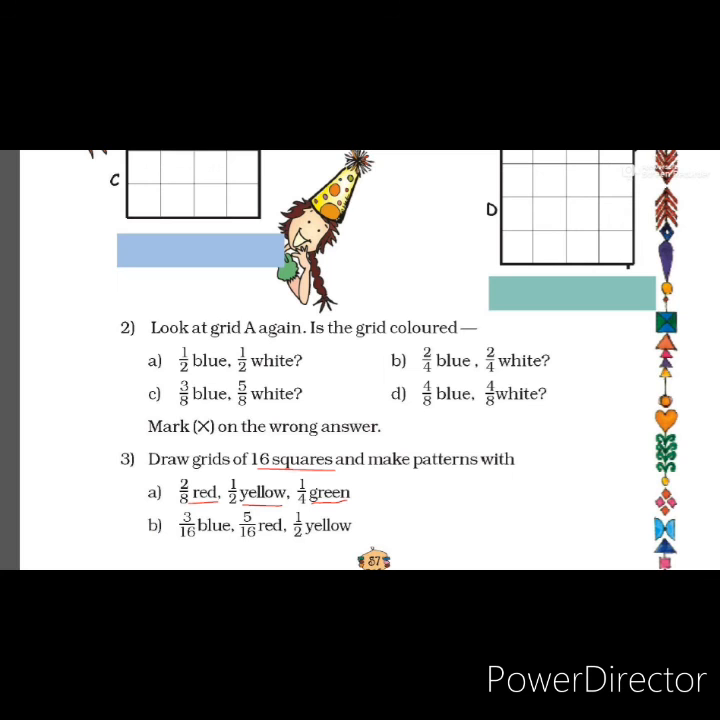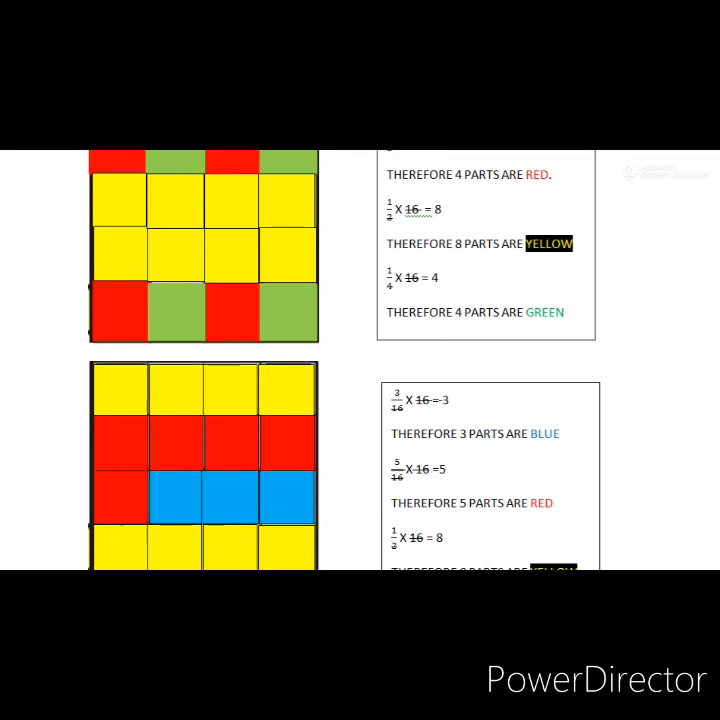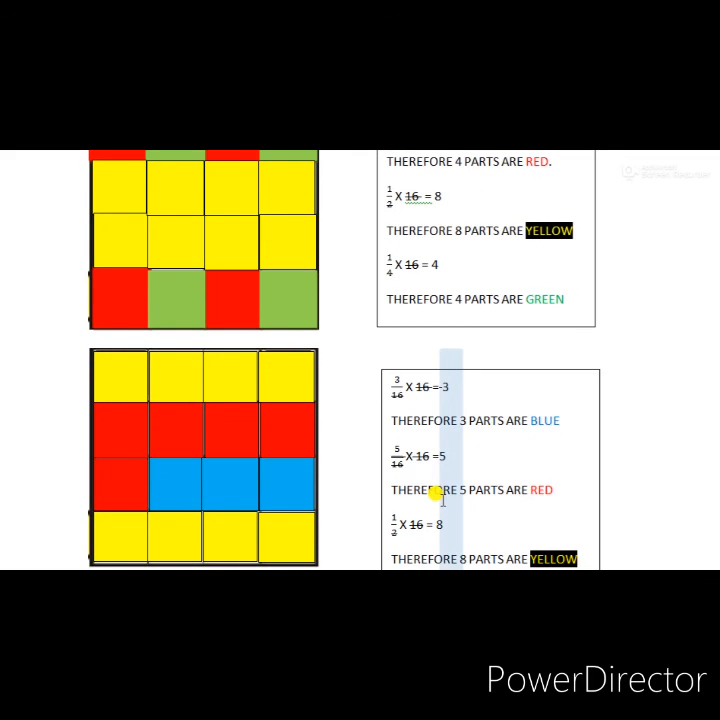Now see the next instruction. The next question is 3 by 16 of 16 parts, 5 by 16 of 16, and 1 by 2 of 16 to be given like this way: 3 by 16 blue, 5 by 16 red, and 1 by 2 of 16 yellow color. This also we have to see, how many parts are these. 3 by 16 of 16 is 3 itself. 5 by 16 of 16 is also 5 itself, and 1 by 2 of 16 is 8. This is the calculation.